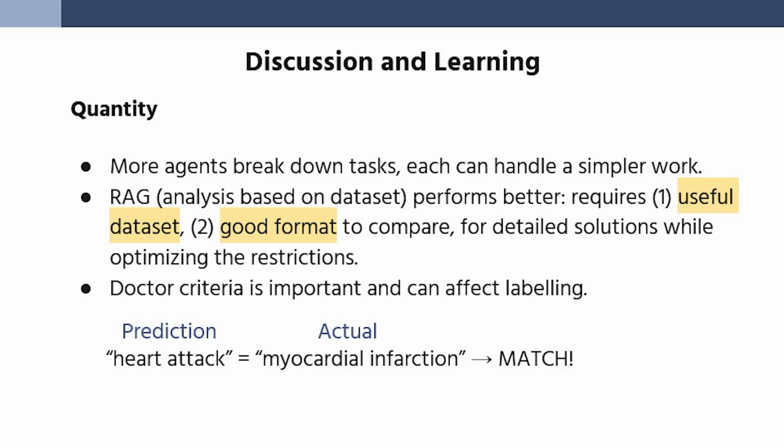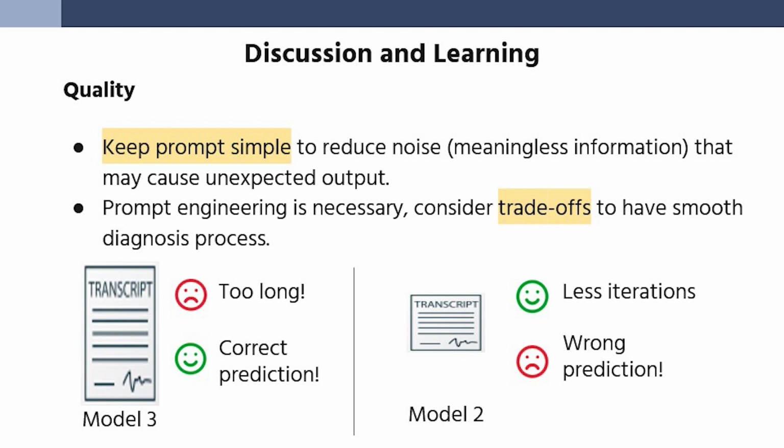And the doctor's criteria is important as it can affect labeling. For example, this prediction is different from the actual disease, but they mean the same thing. So whether they match depends on the doctor's knowledge. Based on the result quality, we found that keeping the prompt simple can reduce noise that may cause unexpected output. So prompt engineering is necessary, and we need to consider trade-offs to have a smooth diagnosis process.